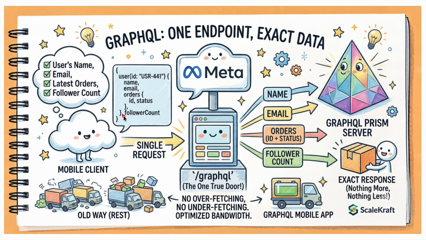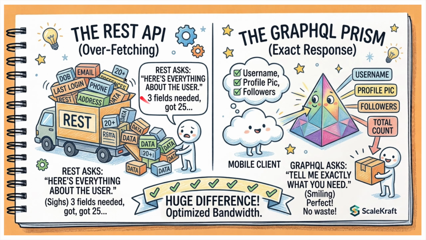For example, as you see here, my query looks like this: for this user ID, I want name, email, order ID, status. I do not care about the request for each of its properties. There is a single request going from here, and the response contains only those fields, nothing extra, no missing data, one request, exact response. So there is no overfetching, no underfetching, and that's GraphQL's biggest strength. It's especially useful for mobile apps where bandwidth matters. So REST API asks for everything about the user, and GraphQL asks, tell me exactly what you need. So there is a huge difference.